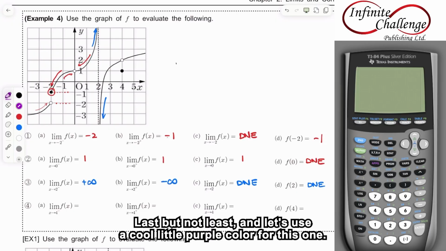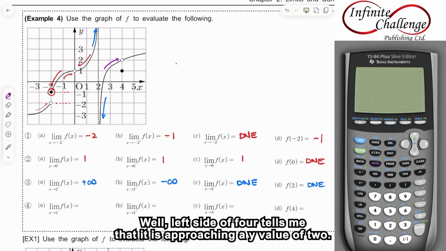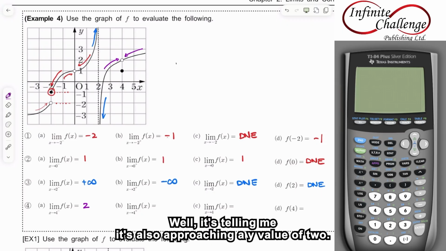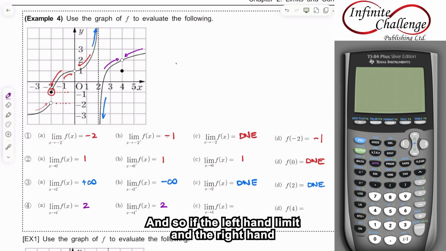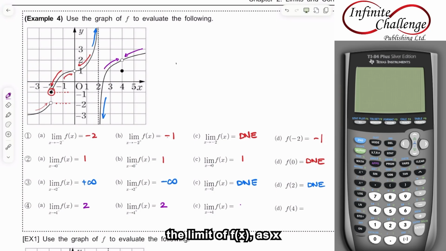Last but not least, and let's use a cool little purple color for this one. What about the limit of f of x as x approaches 4 minus? Well, the left side of 4 tells me that it is approaching a y value of 2. What about the limit of f of x as x approaches 4 plus? Well, the right-hand side of 4 is also approaching a y value of 2. And so if the left-hand limit and the right-hand limit can agree on a single y value, you say that the general limit, the limit of f of x as x approaches 4, is also equal to 2.